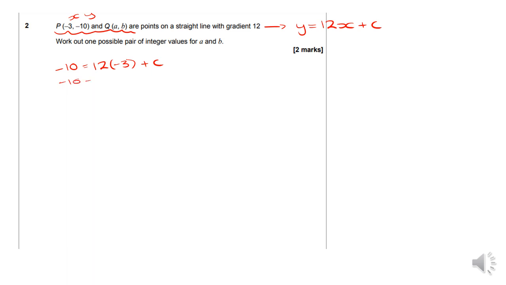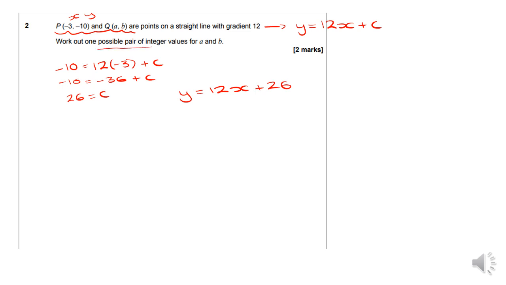Negative 10 equals negative 36 plus c. So 26 is equal to c. So the equation of the straight line is y equals 12x plus 26. And then they're quite kind to you, because they say one possible pair of integer values.